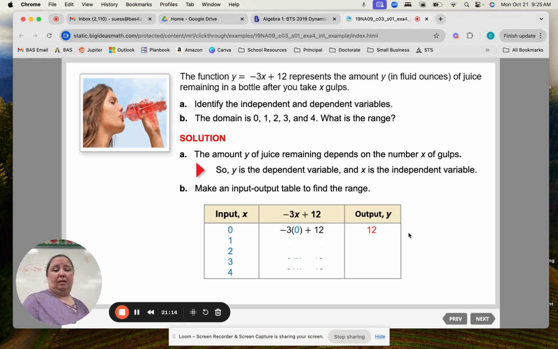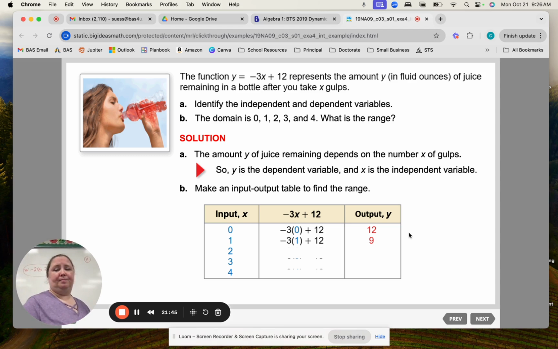Now, if I plug in a 1, I get negative 3 times what 1 is. Negative 3. Negative 3 plus 12. No, positive 9. So then our output is 9. There's a pattern. We've drawn this before. There should be a pattern because it's 0, 1, 2, 3, 4, so it's going up in equal increments.